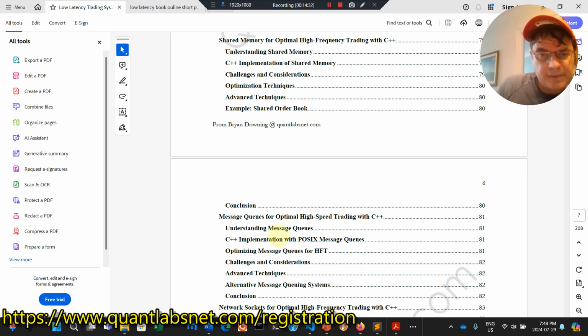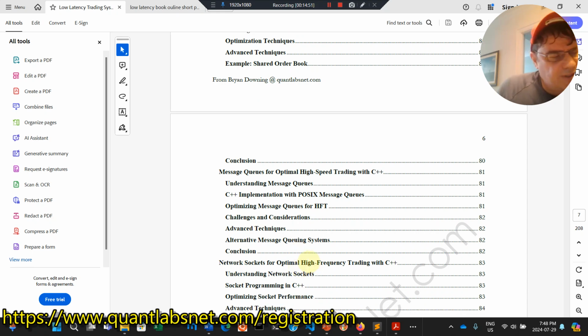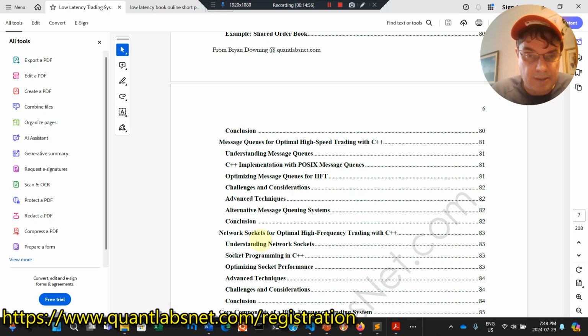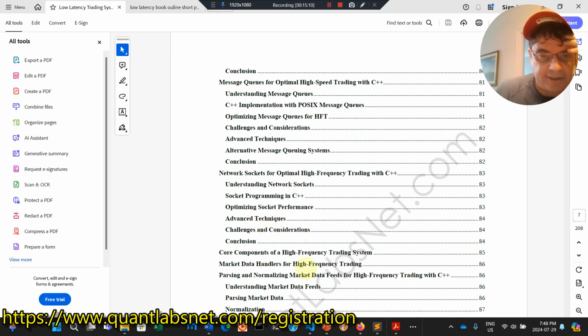Again, another thing that's going to be important is message queuing for optimal high-speed trading. Again, C++. Understand the message queue, understand the POSIX, that's standard Linux message queuing, the challenges, considerations, advanced techniques, and alternative message queuing systems. One that comes to mind that I like and have always liked is Redis, as an example. Network sockets, optimal as well. Understanding the network socket programming, C++, optimizing socket performance, advanced techniques, challenges, and considerations.